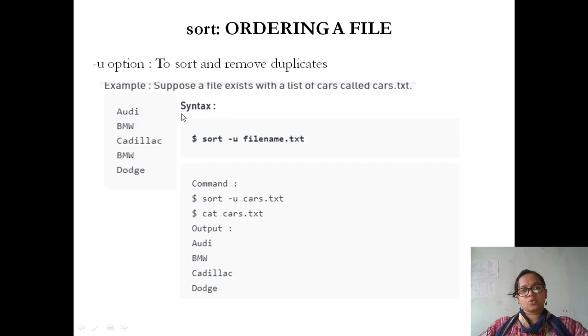This is the data. The syntax we will use is, once again, the sort command with -u, with the file name given as a parameter. If we execute sort -u cars.txt, you won't get any output, but you will get a prompt indicating that the sorting action has been done. To display it, we call the cat command, cat cars.txt. You can see Audi, BMW, Cadillac and Dodge. BMW was repeated, so it has been removed. Okay.